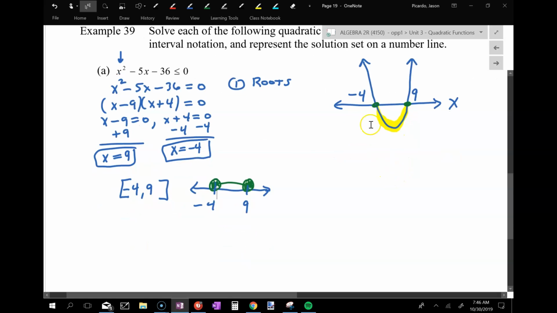Which is why I said what, Jamie? I said everything between the roots, right? Because that's where this is highlighted. All right, so all I really did right there is what, guys? I sketched a quick parabola, found the roots, and then figured out where it was below or above the x-axis.